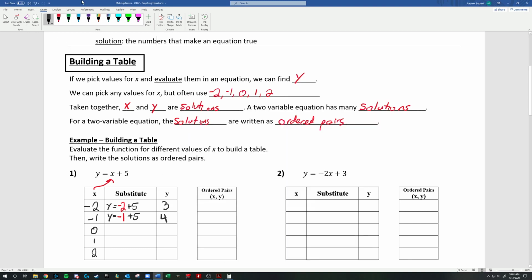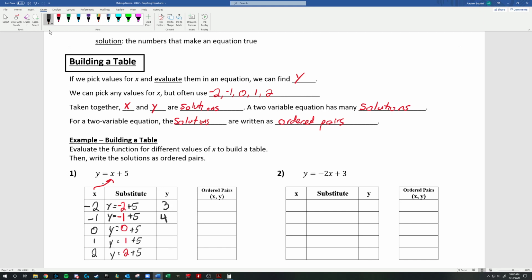Let's evaluate these other ones. So again, we're just taking these values for x and putting them in the equation. y equals 0 plus 5. It's always going to be plus 5. y equals something plus 5. That's all that's happening to the x up there. It just says x plus 5. So I'm going to write all of those first. This would be 0 plus 5, 1 plus 5, and 2 plus 5.